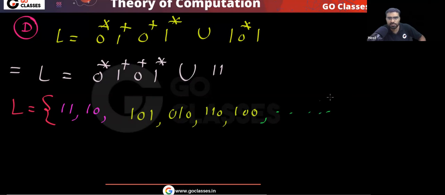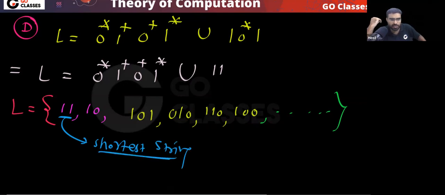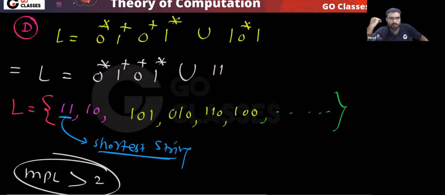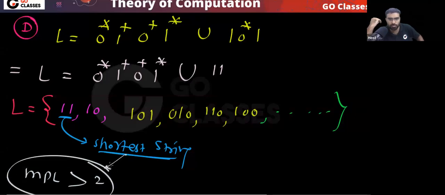So this is your language. First you understand the language. Now, after understanding the language, you tell me from where you will start checking the minimum pumping length you want. You can notice this is the shortest string. So the minimum pumping length will be strictly greater than 2. Yes or no? Here I can easily say that it will be strictly greater than 2.